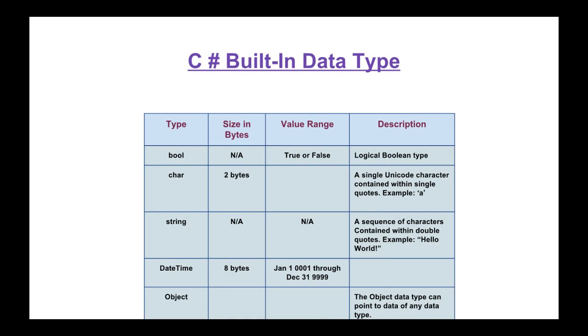The next slide shows us the other built-in data types we have in C#. We have bool for boolean, and then we have char for a character. It stores one single character, and the character value is contained within single quotes. Then we have a string, and a string is a sequence of characters contained within double quotes. Then we have datetime, and finally we have the object, and the object data type can point to any data type, as we will learn in future lessons.